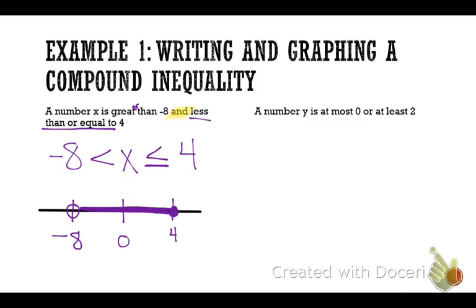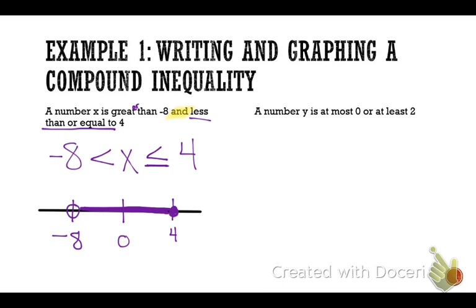Yes. If I take any number outside of these boundaries, it's not true for both. Like, let's say I took a 6. The 6 is way over here. Is it true that 6 is greater than -8? Yes. But is it less than 4? No. So you see what we're doing here with a compound inequality. With the and statement, it has to be true for both sides.